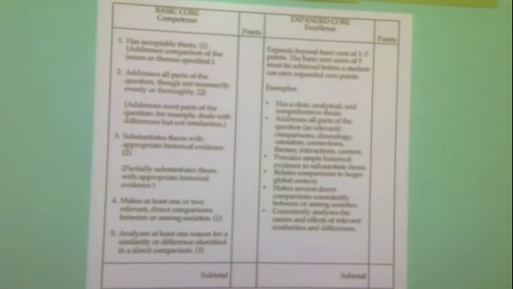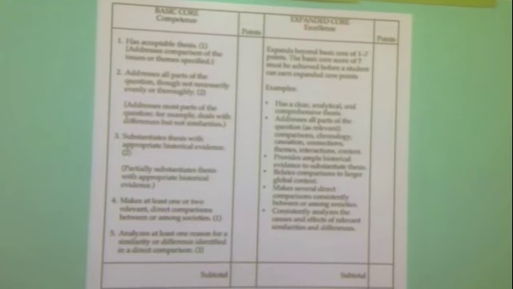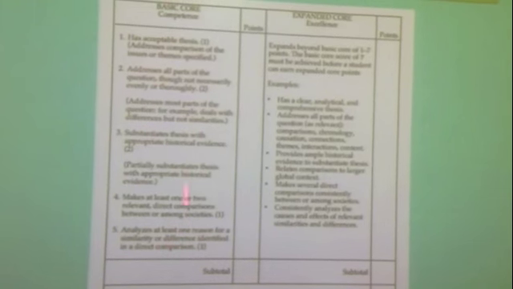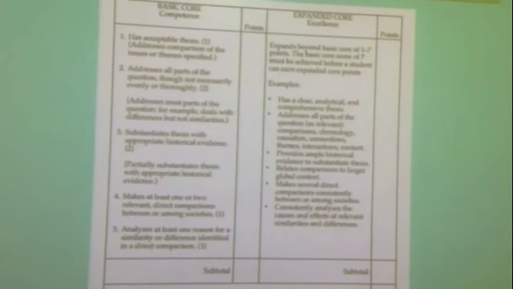The expanded core is for excellence, which means you went above and beyond the basic core. So to earn expanded core points, you have to achieve all 7 points of the basic core. In the expanded core, it's like examples here.